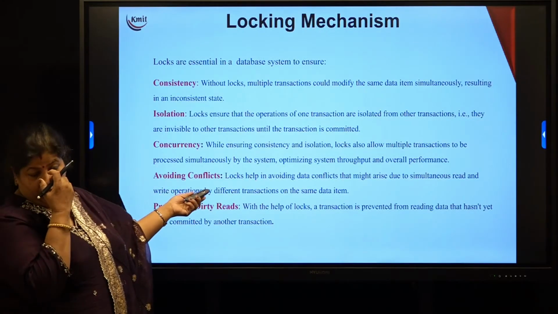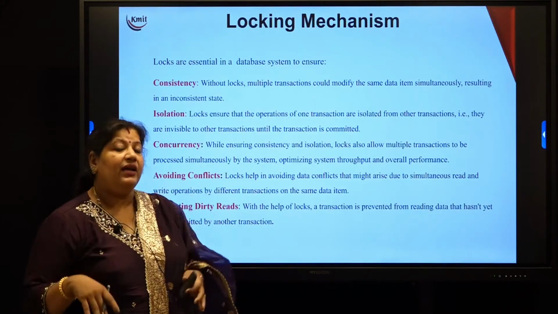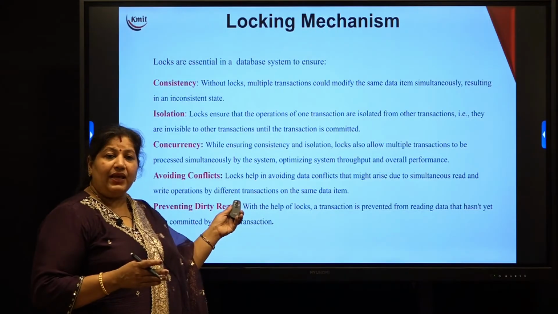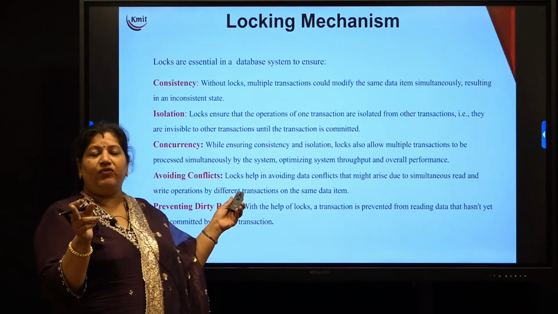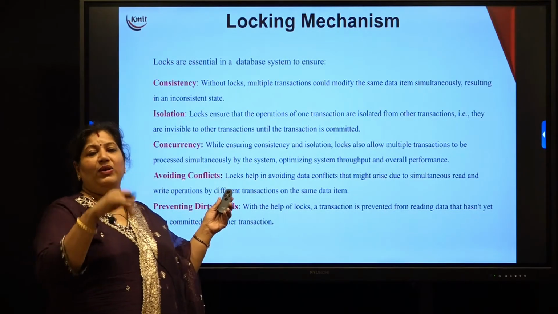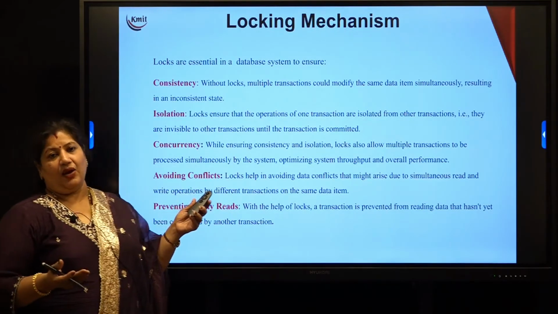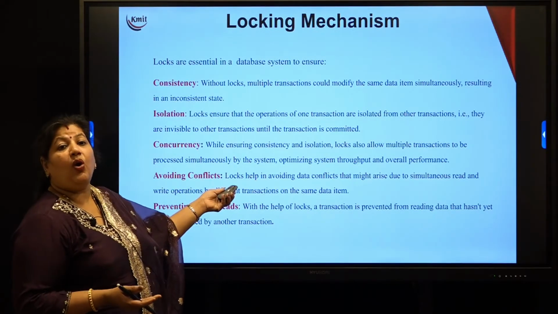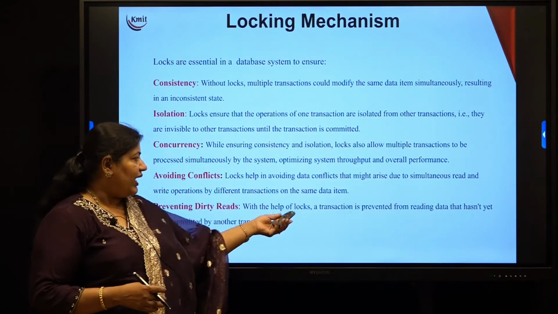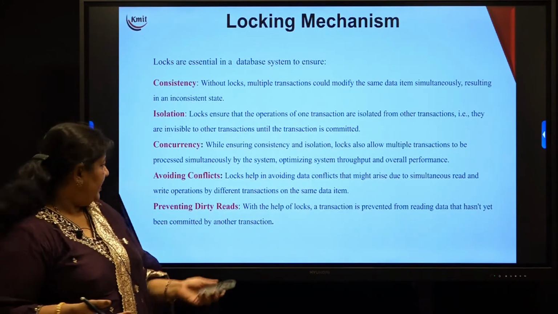Avoiding conflicts: we have seen the write-write or read-write conflicts which occur when we are executing transactions concurrently. Now by applying lock, whenever there is going to be a conflicting pair, you apply the lock and release the lock only when you have updated, so that the other transaction can read the updated data only. So that can avoid conflicts. Finally, it can prevent dirty reads. This is again because of that only. You will prevent reading uncommitted data.